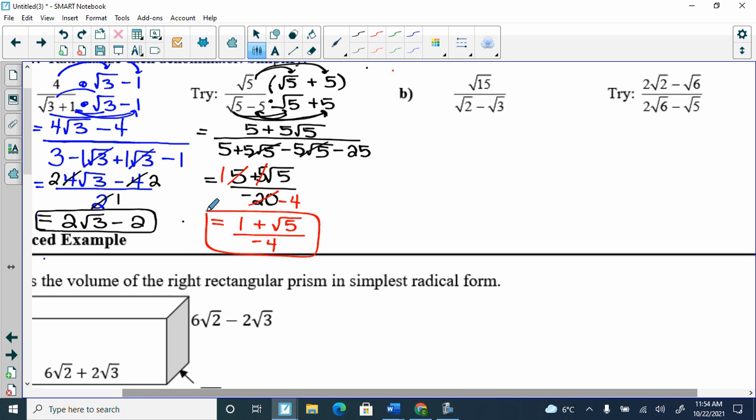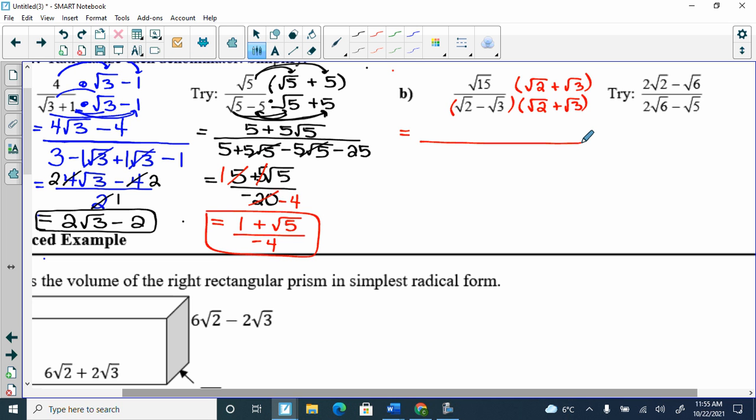Sure. For b, what do I do? Multiply by the conjugate, which is root 2 plus root 3. So we multiply by root 2 plus root 3. We can write it in brackets. It's easier. So in the bottom, my middle terms better go away, and I better not have any radicals, or I did not multiply by the conjugate.